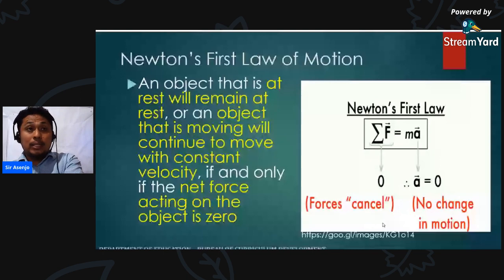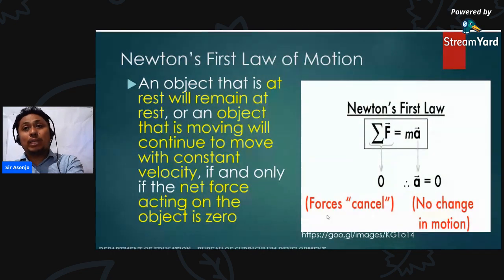Newton's first law of motion states that an object that is at rest will remain at rest, or an object that is moving will continue to move with constant velocity if and only if the net force acting on the object is zero. So if the force acting on it is balanced, or zero.